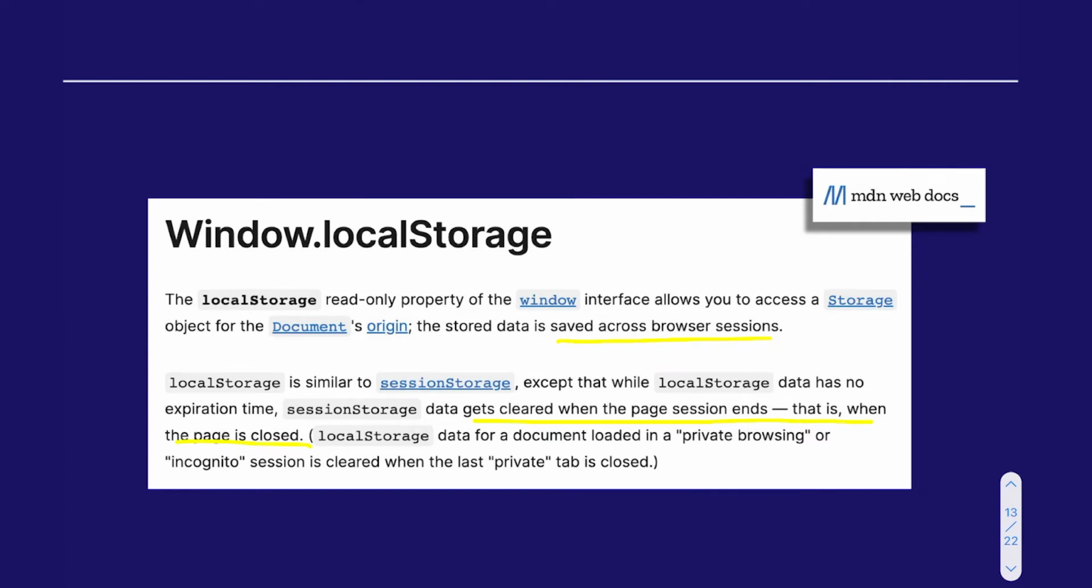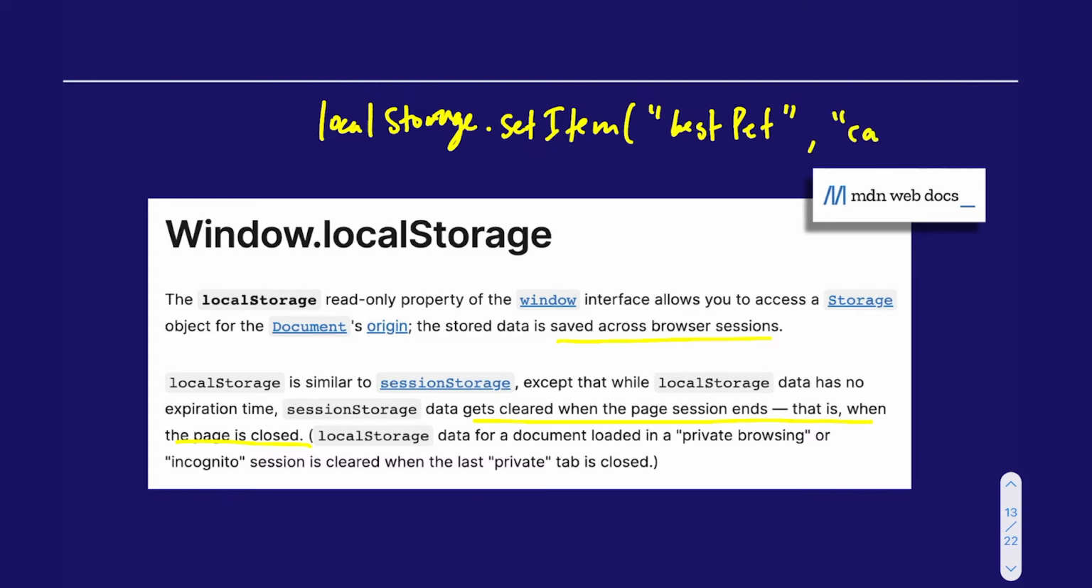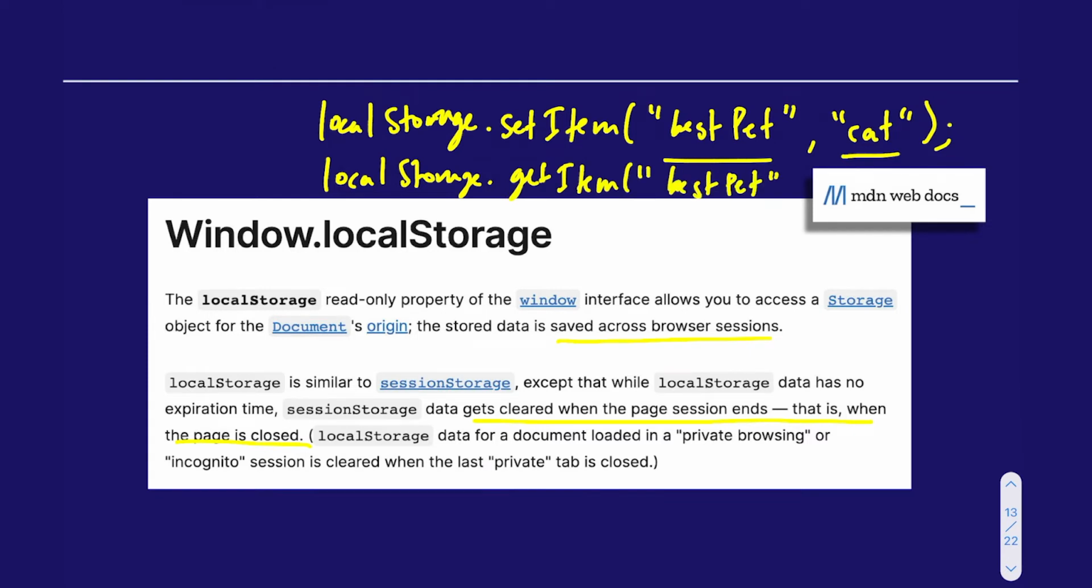How we can use local storage is, local storage is a reserved keyword, so we can do something like localStorage.setItem. And then we put some sort of key name, like, I don't know, let's say best pet. Then we say it's a cat. So what we've done is we've set the value cat under the key of best pet. And then if we wanted to get back that item, we could do localStorage.getItem and then pass in that key again, best pet. And this should return cat for us.